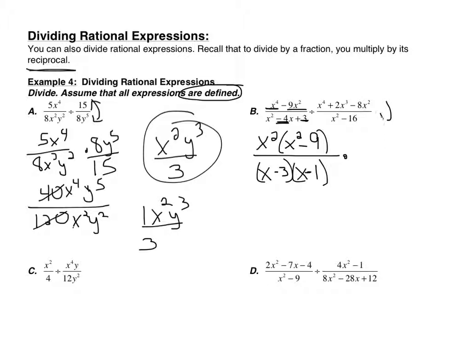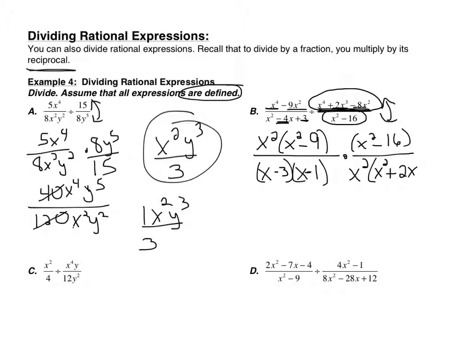times, and then we actually take the reciprocal, so x squared minus 16 would be on the top, and on the bottom would be x to the 4th plus 2x cubed minus 8x squared. So let's take out an x squared from the top. When we flip it over, it'd be x squared. And then if we take out x squared from x to the 4th, we get x squared. Take out x squared from 2x cubed, and I get 2x. Take out x squared from negative 8x squared, and I get negative 8.